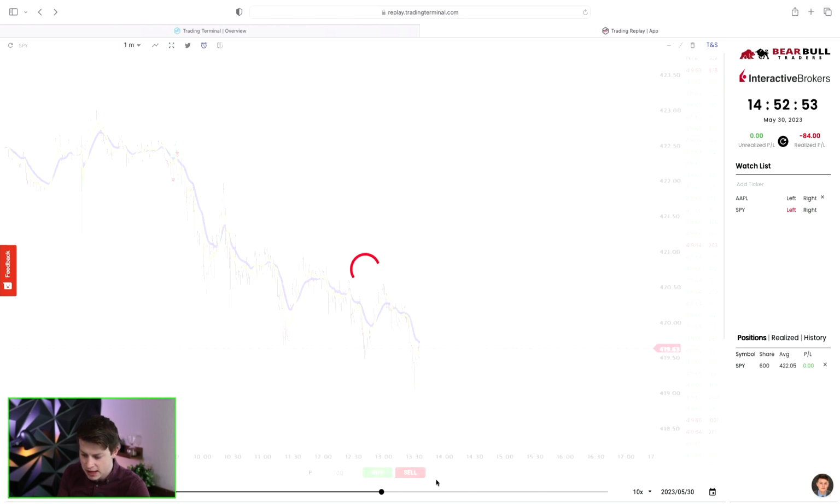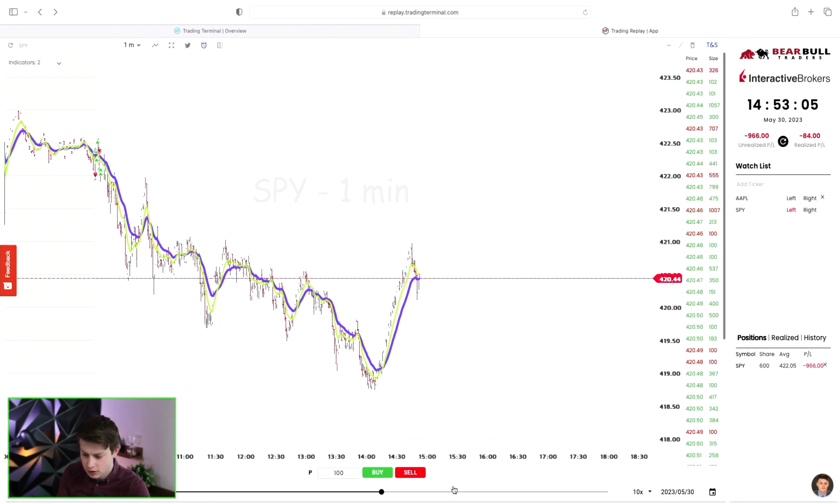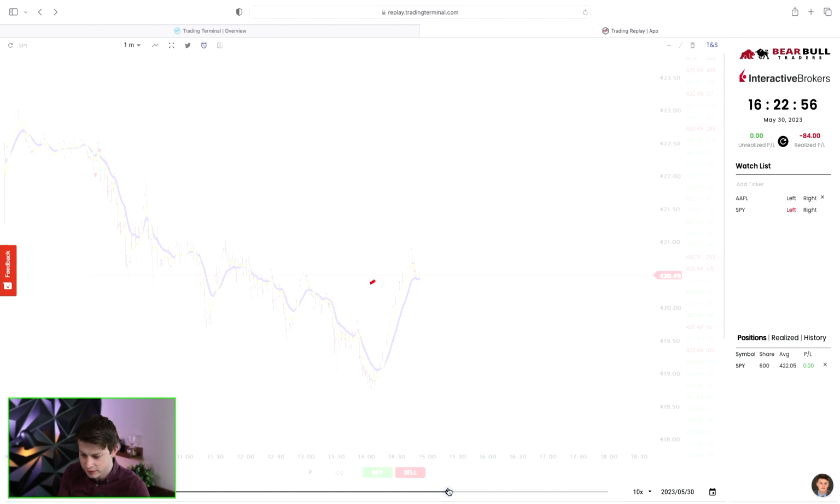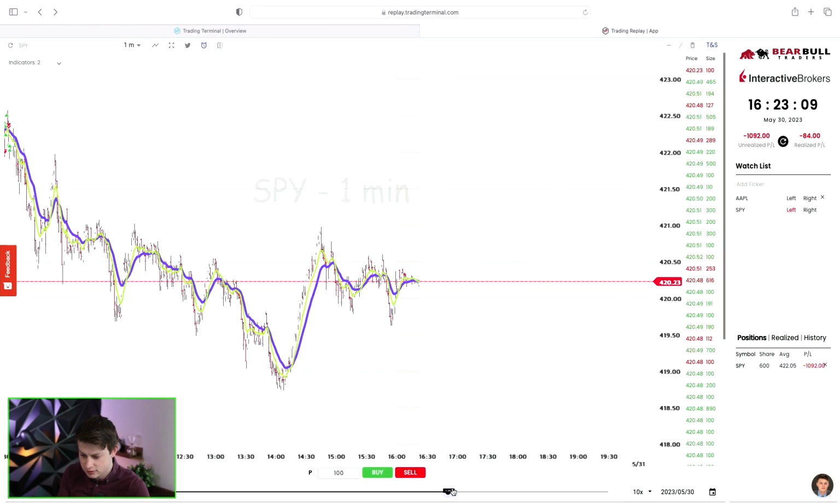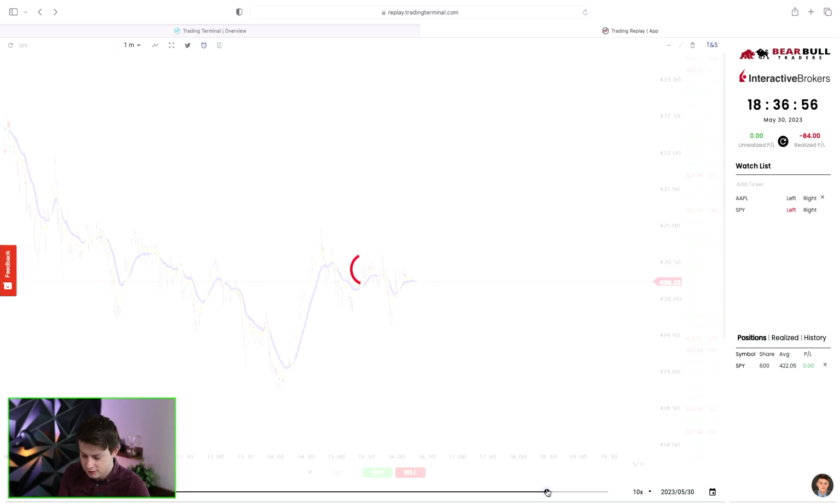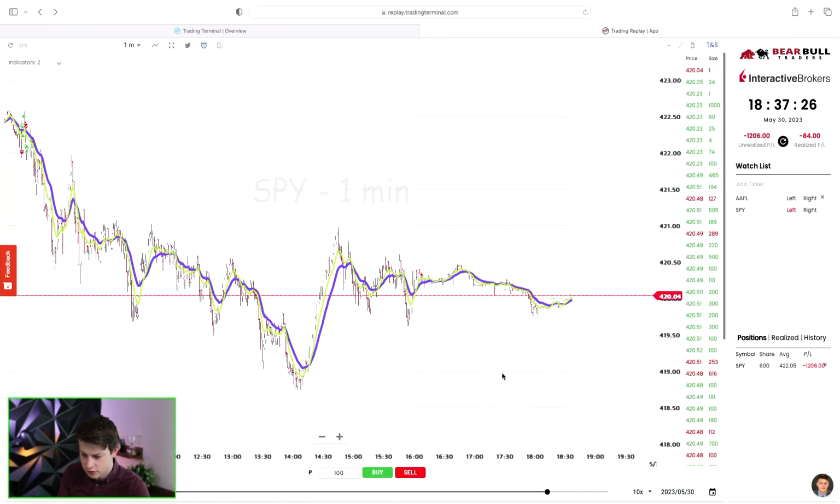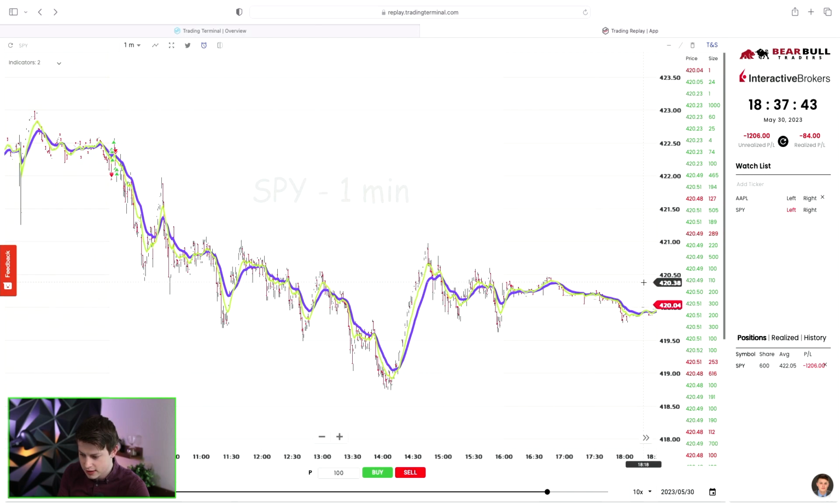So let me skip ahead. Oh wow, huge reversal. That was crazy. We're still down $950. We're leveling off. We're $1,000 in the red now. And then we'll go into post market. So at the end of the market, we lost $1,200. How's that sound?